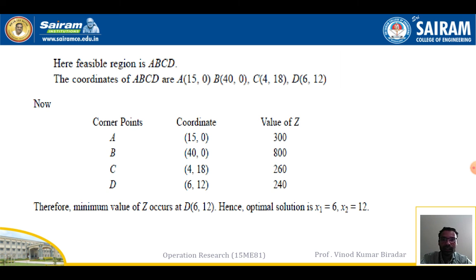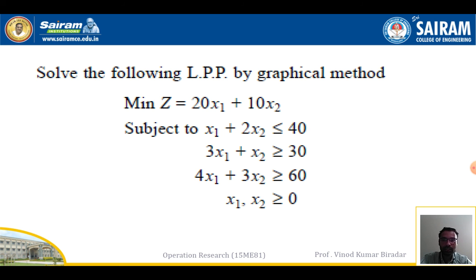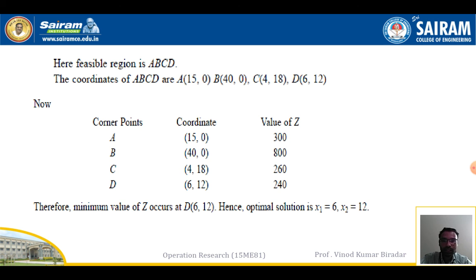How to calculate the value of z? At 15 comma 0, this is x1 and this is x2. Put all these values in the minimization equation. Z is equal to 20 x1 plus x2. Substitute x1 and x2 as 15 comma 0, and you get the answer 300. Next, at point B, 40 comma 0, put these in the minimization equation and you get 800. At point C, 4 comma 18, substitute x1 and x2 and you get 260. Similarly, for D, 6 comma 12, substitute in the z equation and you will get 240.